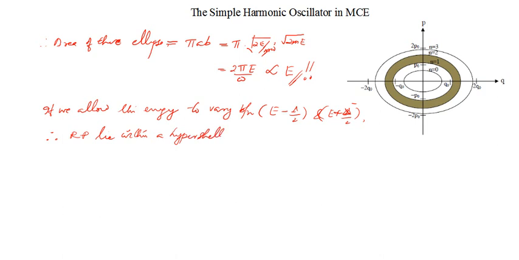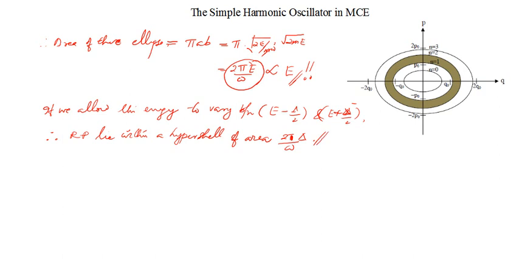What will be the area of that hypershell? The area of the ellipse is 2 pi E by omega. So corresponding to energy E, the area is 2 pi E by omega. What will be the area corresponding to the energy spread delta? That will be of area 2 pi by omega into delta. So the representative points will be lying within a hypershell of area 2 pi by omega into delta. This is our conclusion. Just remember this one, we need it later.